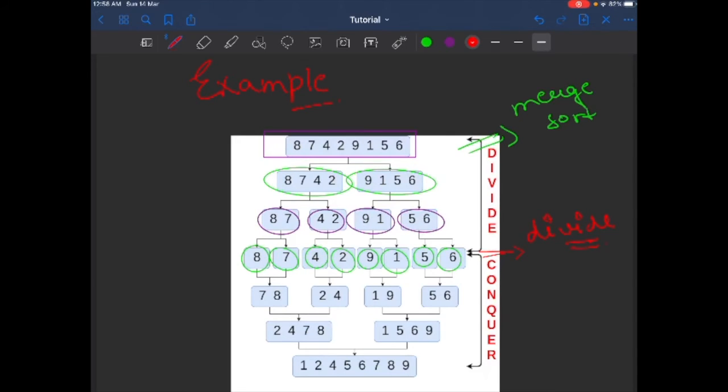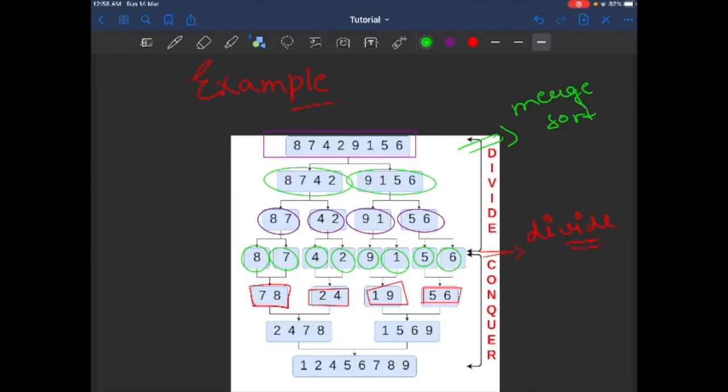And now we begin with conquer. So the first step would be to sort these two, then these, then these and then these. So what we get here is 7 and 8, 7 being the smaller one and 8 being the bigger one. Here 2 the smaller one and 4 the bigger one. Here 1 and 9 and here 5 and then 6.